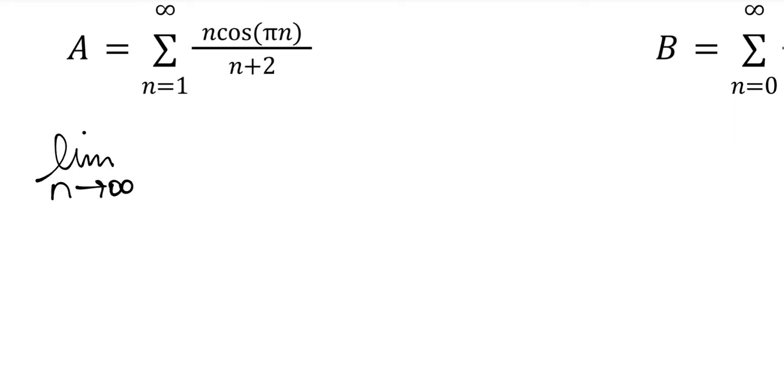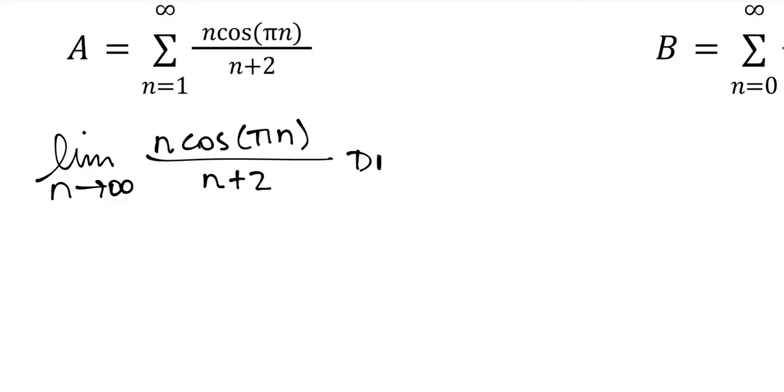The limit as n approaches infinity of n cosine pi n over n plus 2 doesn't exist, but really, because the limit's not equal to 0, that gives us the divergence of A.